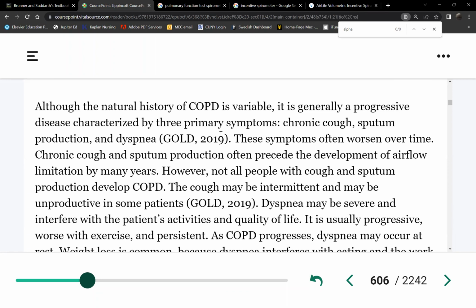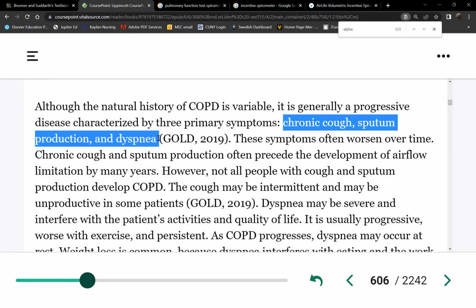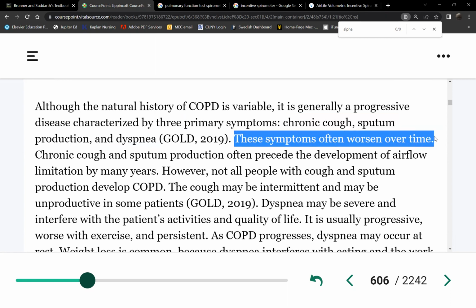So for instance, in heart failure, did the patient with heart failure have symptoms every day? No. No symptoms? Meaning they're perfectly normal? No, yes. Yes, they have symptoms. So how do we know that they need to come to the hospital? Okay, so same idea here. Will these patients have day-to-day symptoms? Yes. So these are their day-to-day manifestations. There's chronic cough, sputum production, and dyspnea. They worsen over time. However, there will be some chronic changes.